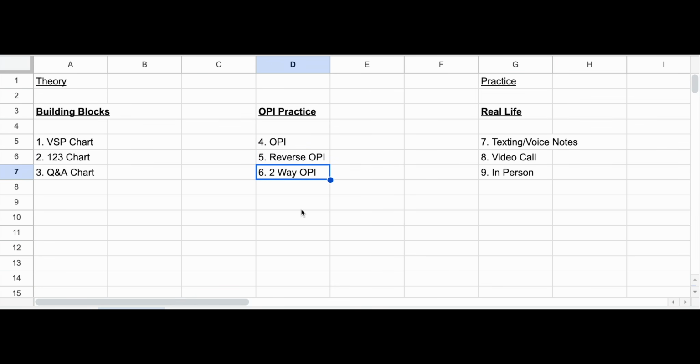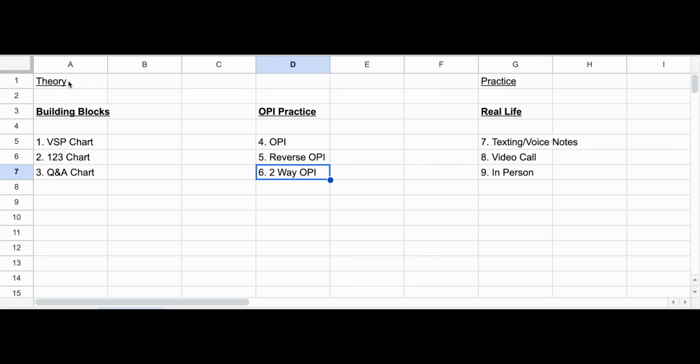Now we've got the two-way OPI, which is there's a list of 20 questions between us, and we ask each other those questions, okay? That's halfway between theory and practice. It's not completely random. It's not, guy on the street. It's a controlled way of building the back and forth flow of questions and answers, all right? Somewhere between theory and practice.